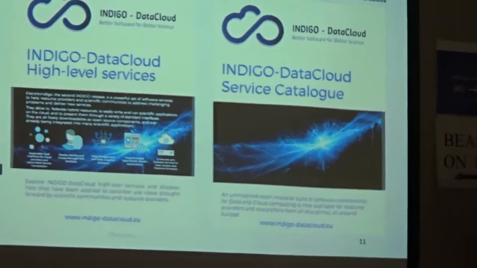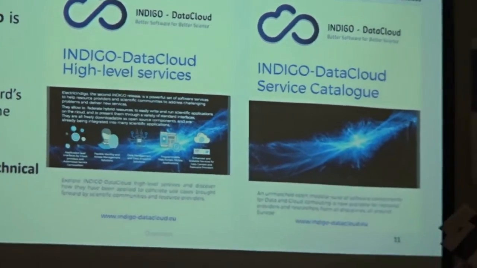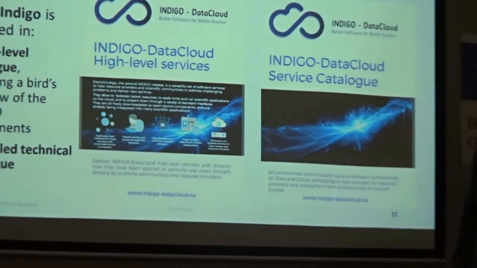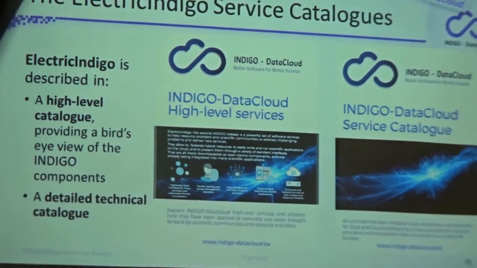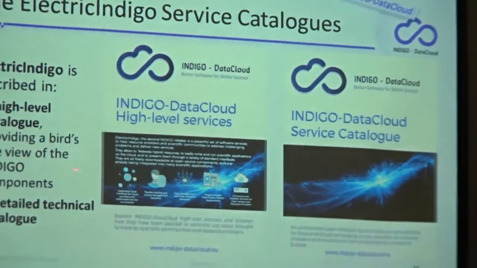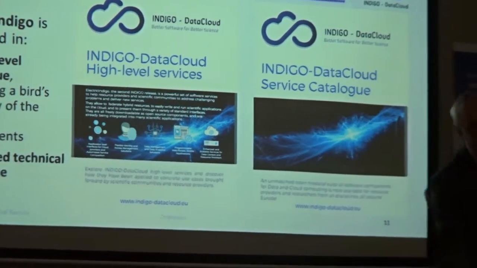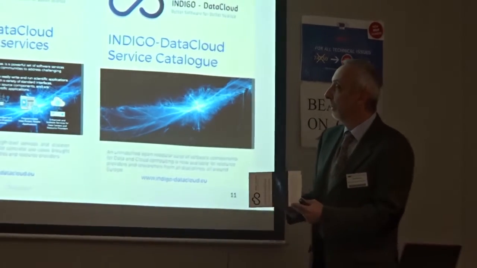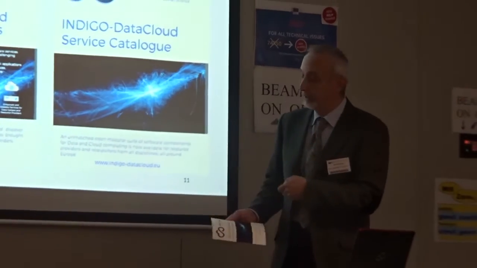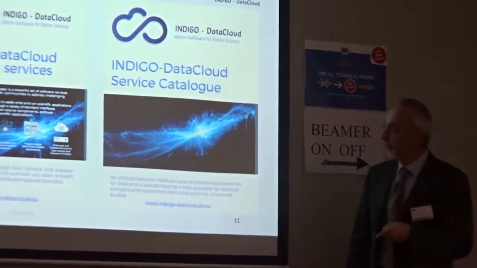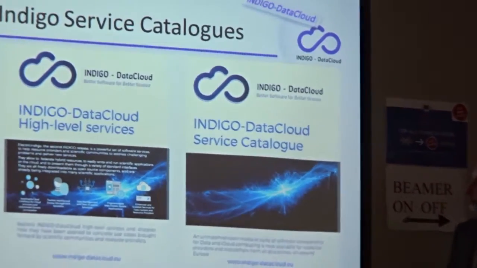This is described in the two service catalogs that we have published. There was another one published with the first release. Now we have split the catalog in two parts. One is a high-level catalog, a slim version, which provides a bird's eye view of the INDIGO components. And then we have a detailed technical catalog, with also examples of applications of the INDIGO components in real use cases and applications, and several quotes that explain better how to use the services.